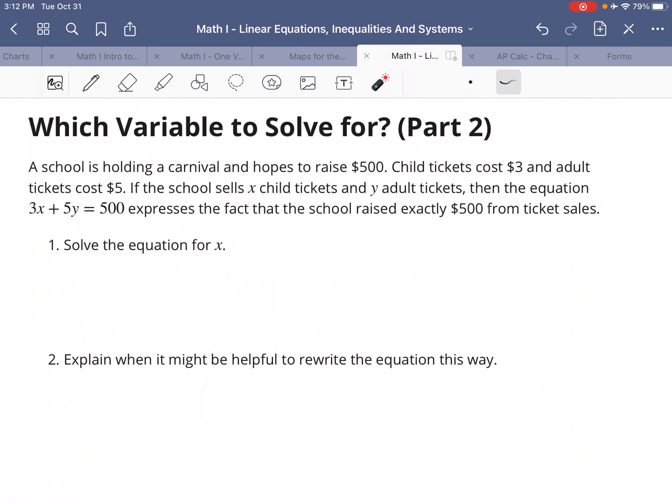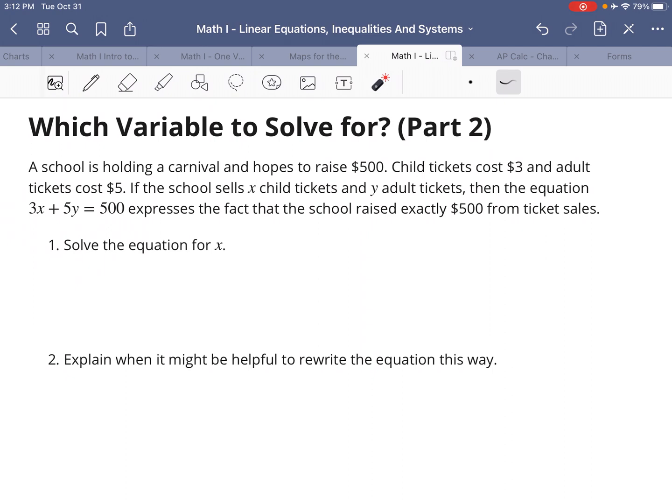So a school is holding a carnival and hopes to raise $500. Child tickets cost $3 and adult tickets cost $5. If the school sells X child tickets and Y adult tickets, then this equation, $3 per child times X, the number of children, plus $5 per adult times Y, the number of adults, combined together would be $500. Solve the equation for X.